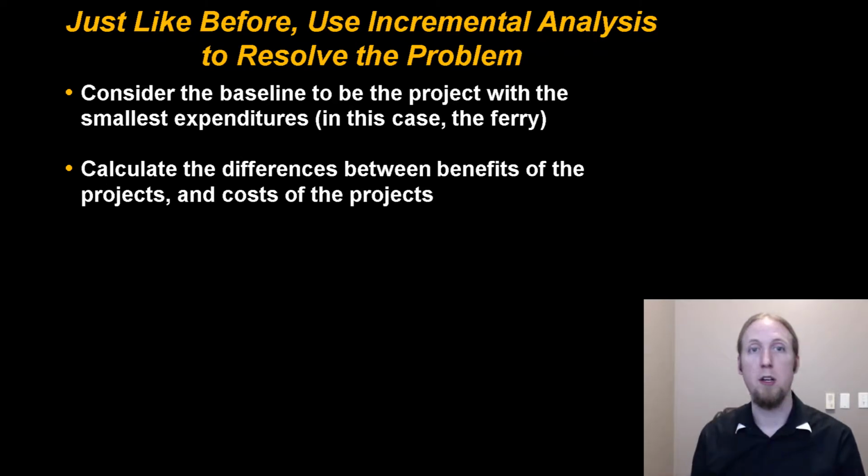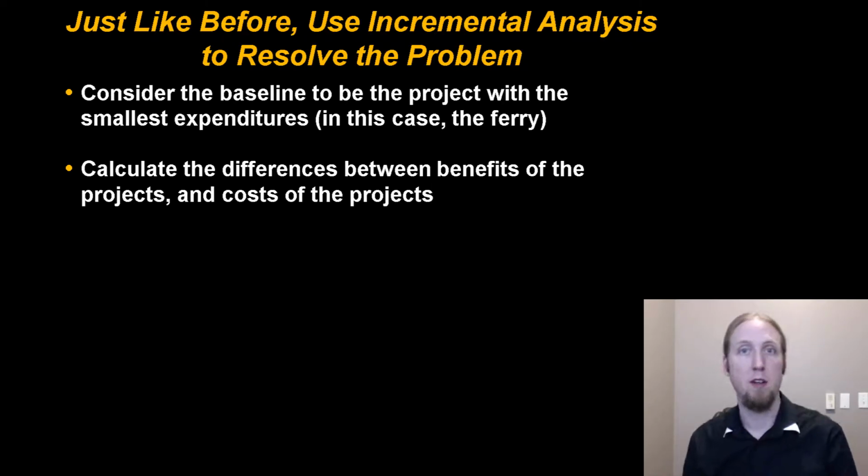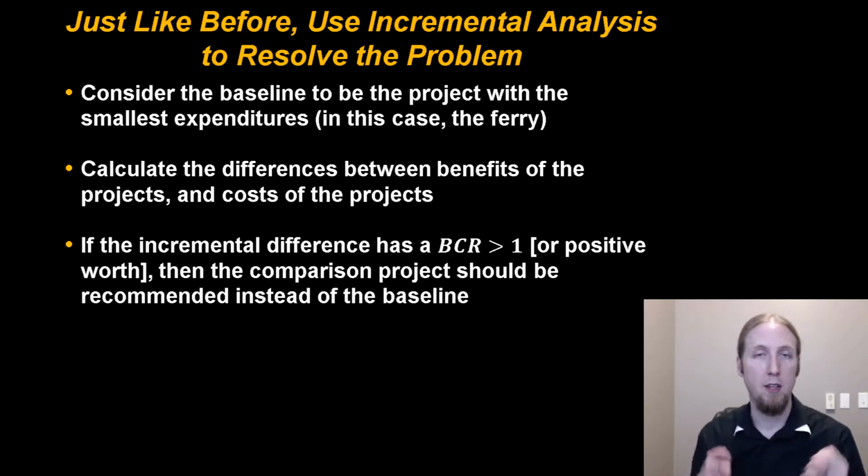And then what we're going to do is calculate the differences, or the deltas, between the benefits of the projects and the delta between the costs of the projects. And then if that incremental difference has a benefit cost ratio that's greater than 1, or a positive worth, then the comparison project is the one that we're going to choose. That's it in terms of how we're going to use benefit cost ratios to choose between mutually exclusive projects.